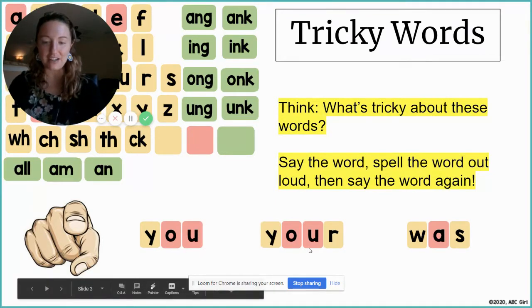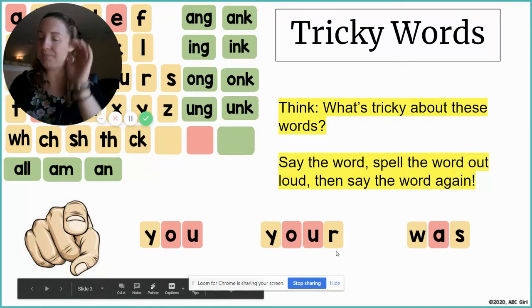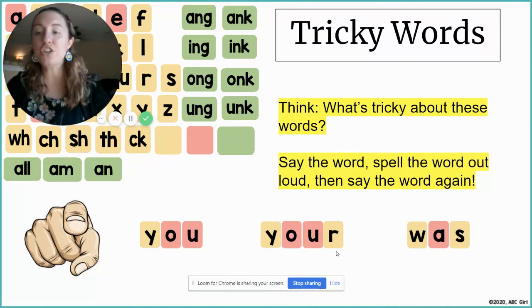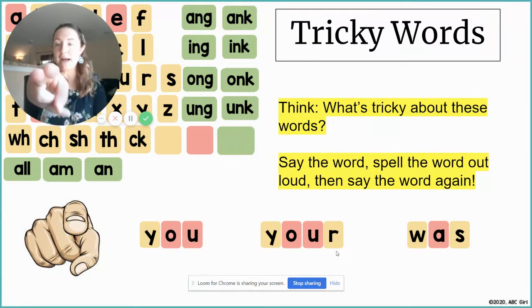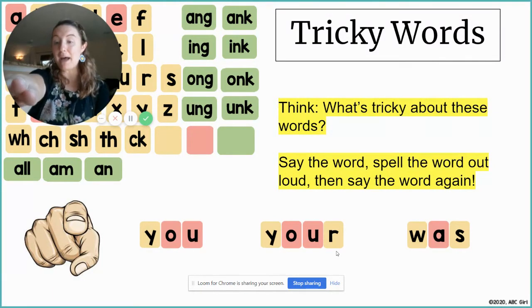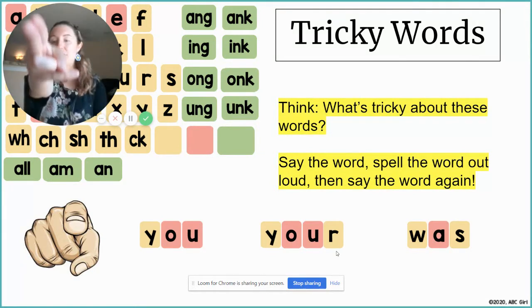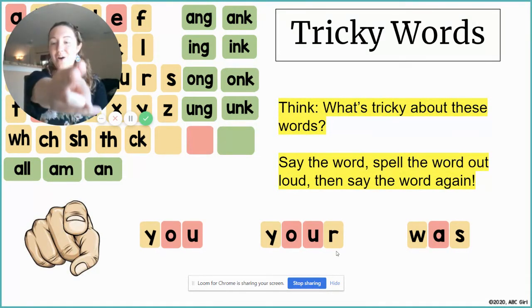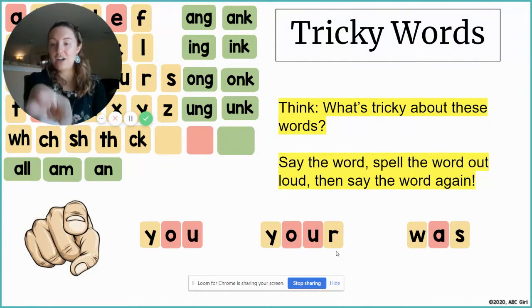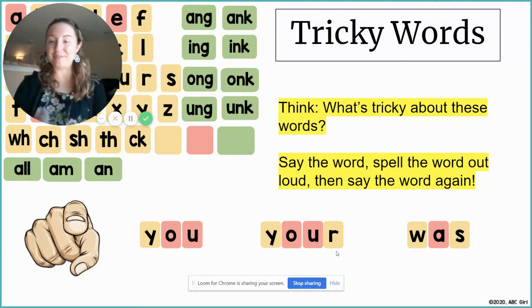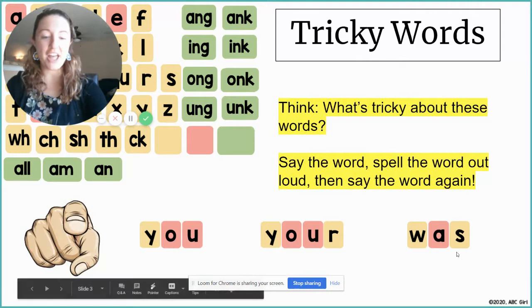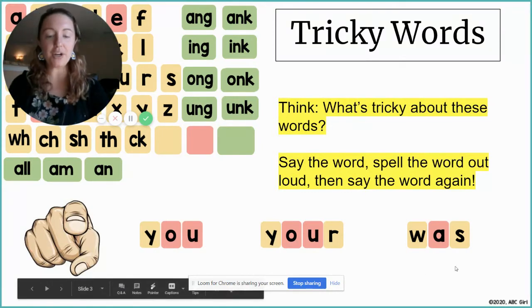Let's look at our next trick word. It's right here. What does that say? You're right. It says the word your. So let's go ahead and get our magic wands out again and spell the word your in the air. Ready? Your. Y-O-U-R. Your. Great.